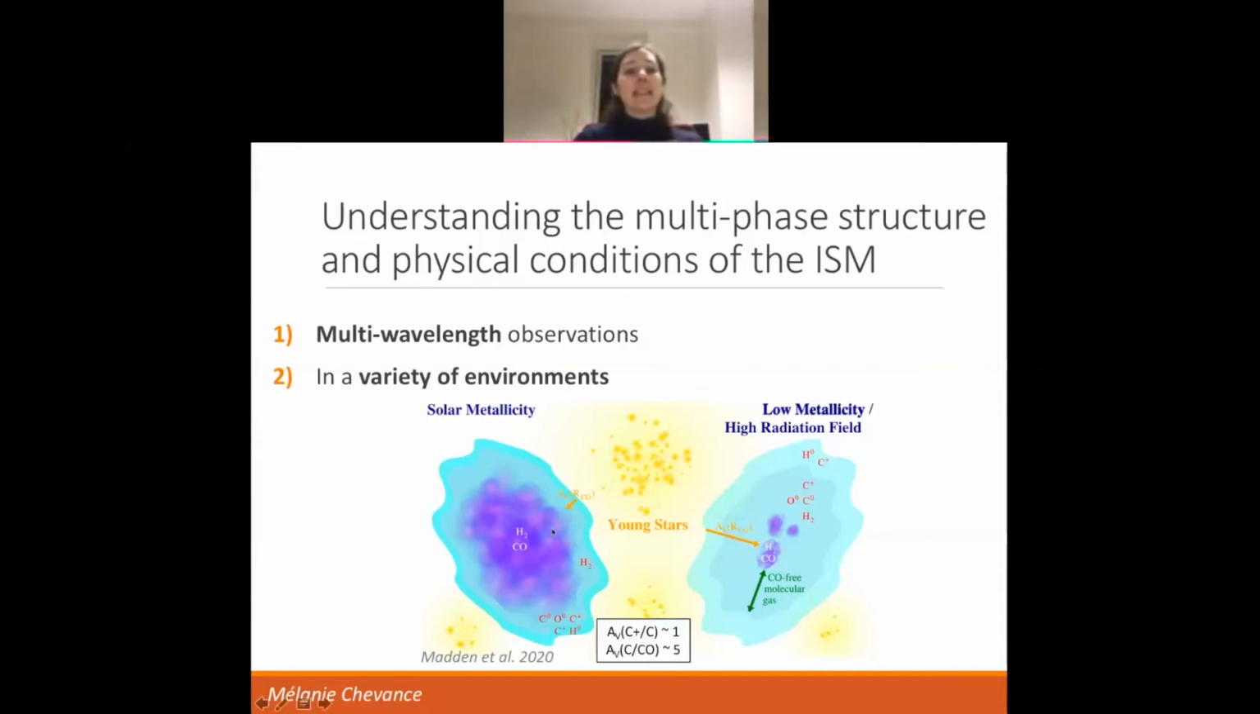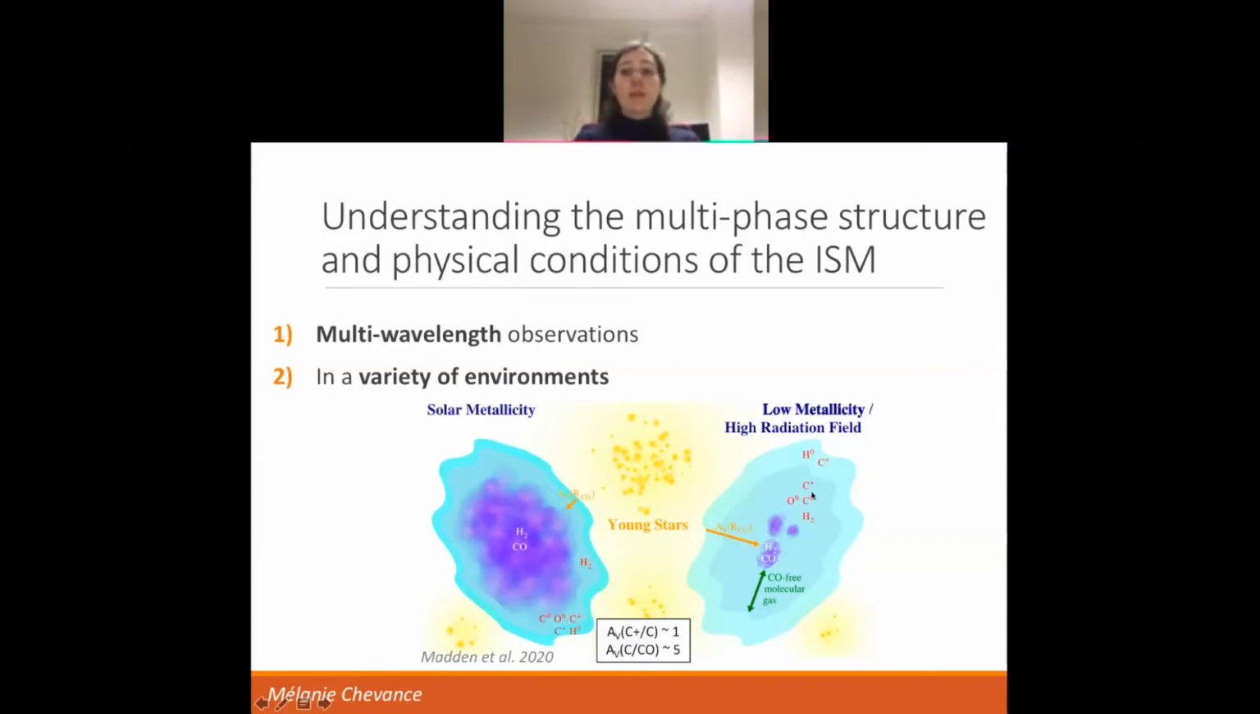In particular, at solar metallicity, H2 and CO trace each other very well, and there is only a small envelope of H2 in the neutral gas around the CO core. When you go to lower metallicity, the picture changes radically. There is less dust, so UV photons can penetrate deeper into the cloud and dissociate CO, while H2 is efficiently self-shielded and can exist in this CO-free envelope, which can represent a significant reservoir of molecular gas that is unseen if you use CO to trace it.